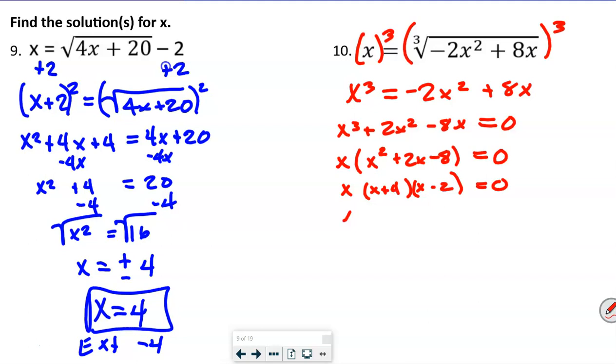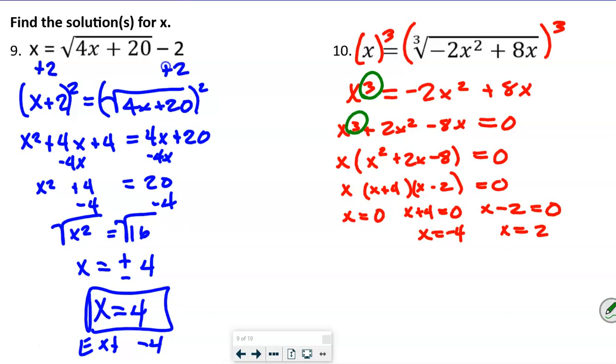So now we're going to set all three of these equal to 0. So x equals 0, x plus 4 equals 0, x minus 2 equals 0. So this is going to be x equals negative 4 and x equals 2. And hopefully you remember from last semester, when you have a cubic function like this right here, there are three places where it crosses the x-axis, okay?